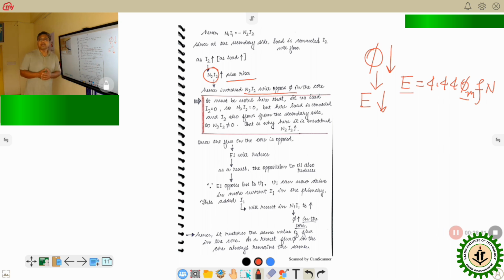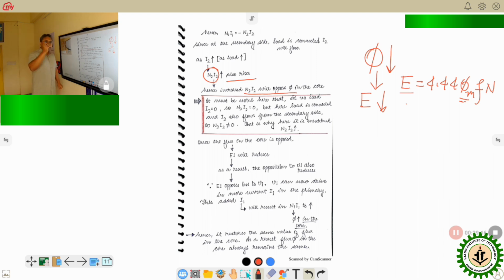Now here we need to understand a lot of things. Secondary side current is flowing now. If secondary current rises, secondary MMF rises. Secondary MMF will oppose primary MMF. When one MMF is opposing another MMF, what is the impact? The impact is that flux in the core is minimized, which means flux in the core cannot flow easily. This creates a direct impact on the EMF. Why? Flux is directly related with EMF.